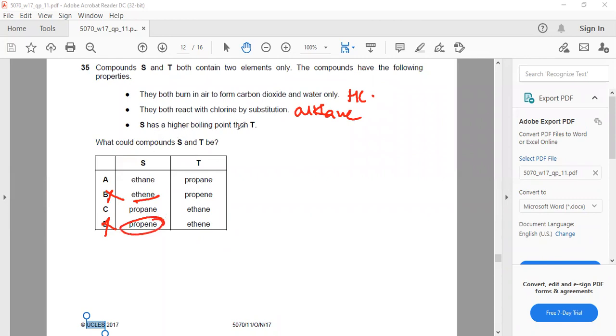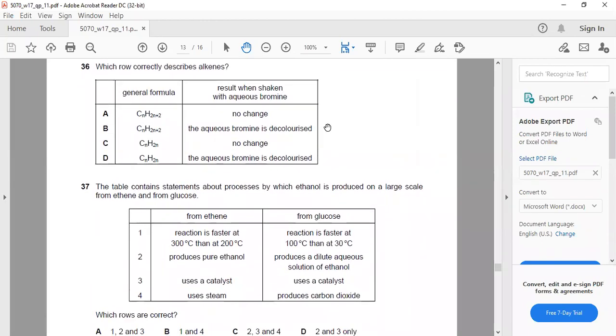S has higher boiling point than T. So C is the answer because propane has higher boiling point than ethane. More carbon, more boiling point in alkane. Right. So 35 is C answer.